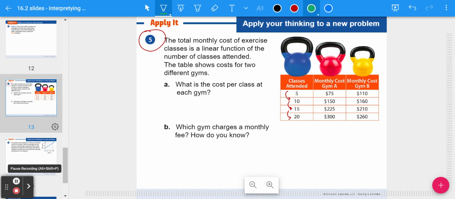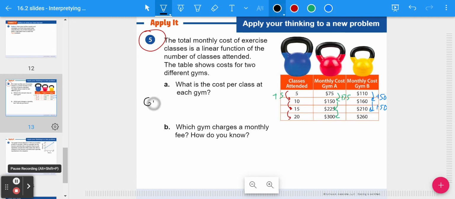Now if I look at gym A, I don't know if you can tell, it's going up by 75 every time this goes up by 5. Whereas if you look at gym B, every 5 classes attended, the increase is only 50, but somehow it's starting higher. That should tell you something about an initial value. So part A, it says what is the cost per class at each gym?